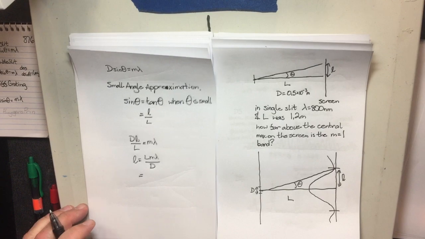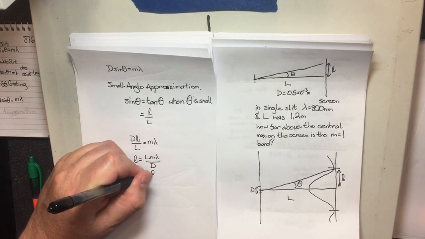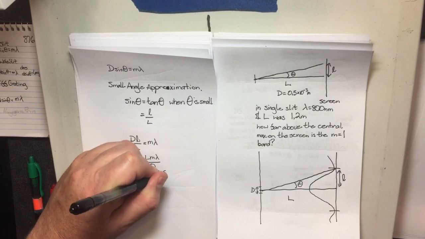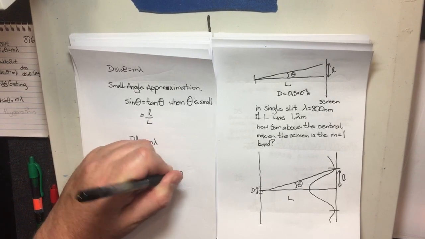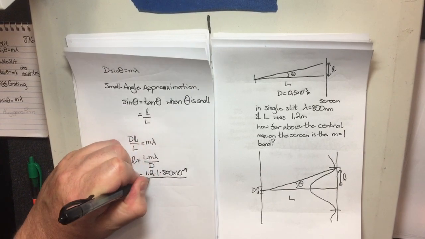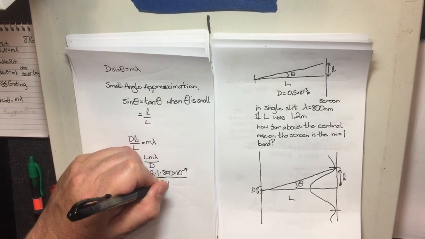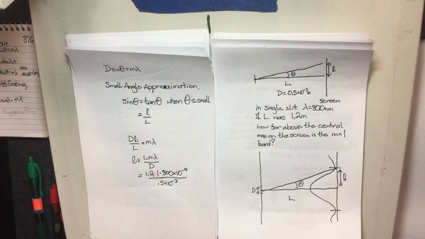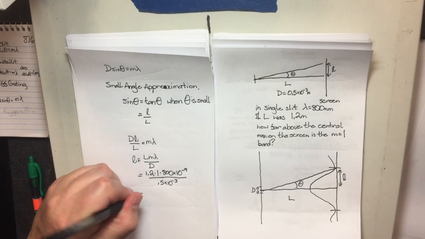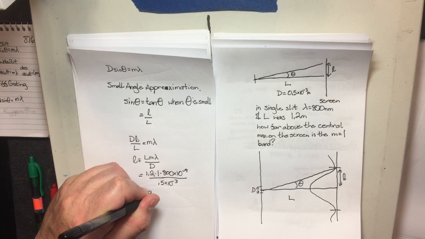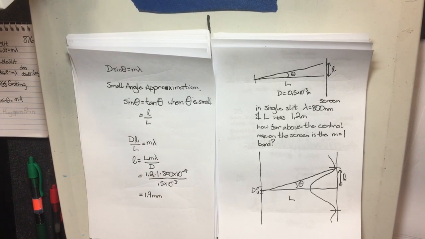Now the numbers I just pulled out of thin air. 1.2, 1, 800 times 10 to the negative 9 over 0.5 times 10 to the negative 3. Hopefully we will get a coherent number. Otherwise, numbers I've never been fond of. So I get 1.9 millimeters. So that's okay.